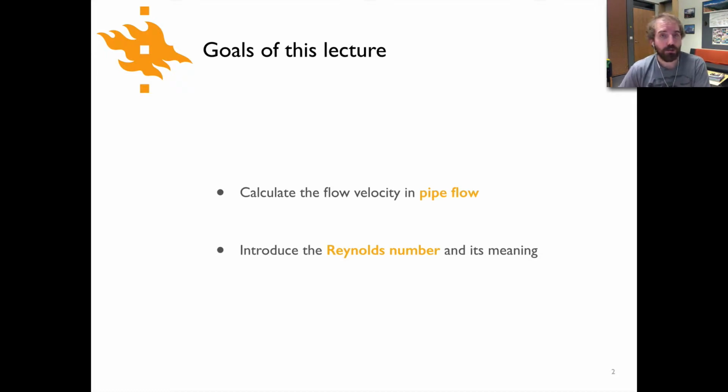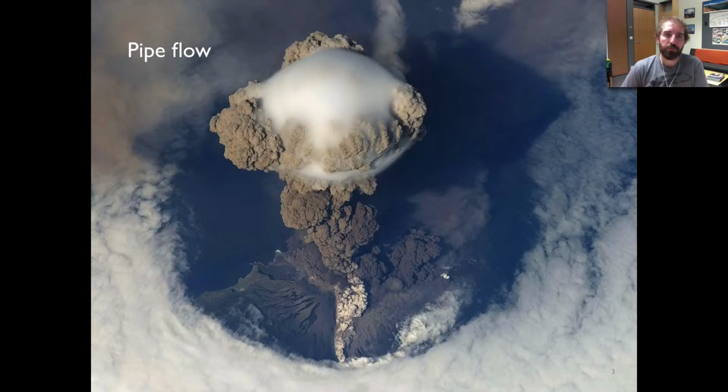And we'll do that by basically calculating the velocity field of a fluid flowing through a pipe, and we'll describe along the way what a pipe looks like and things like that, balance the forces, just like we've done previously for 1D channel flows. Then at the end, we'll talk about the Reynolds number, what it means, and why it is a useful number.